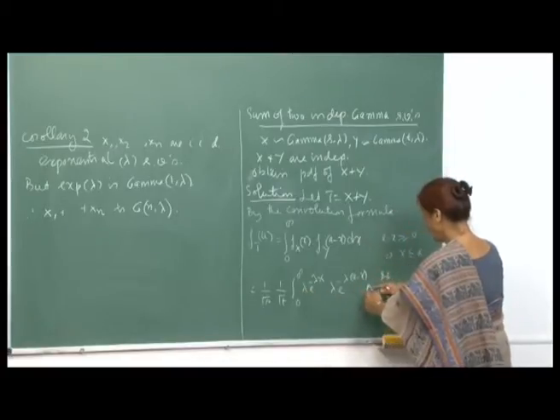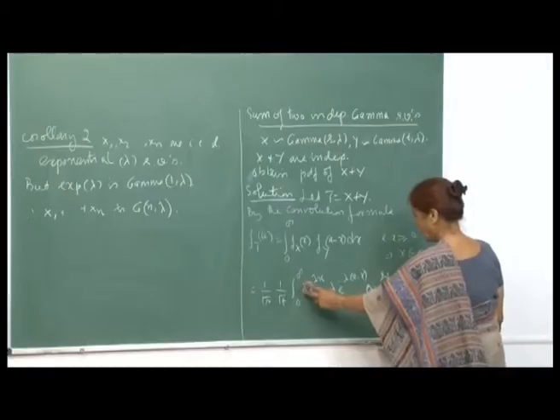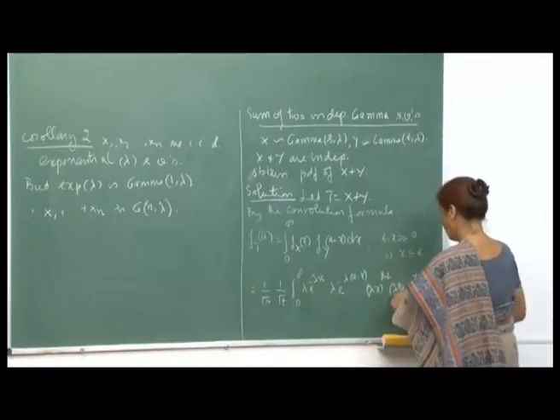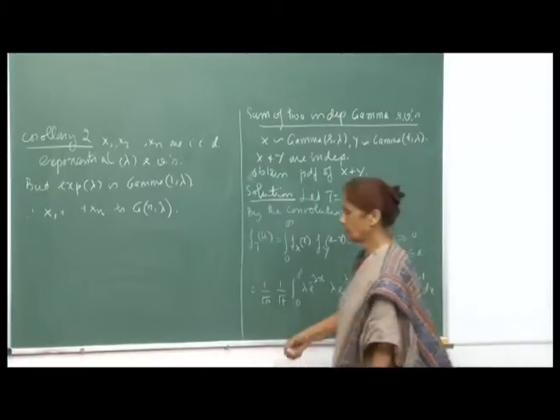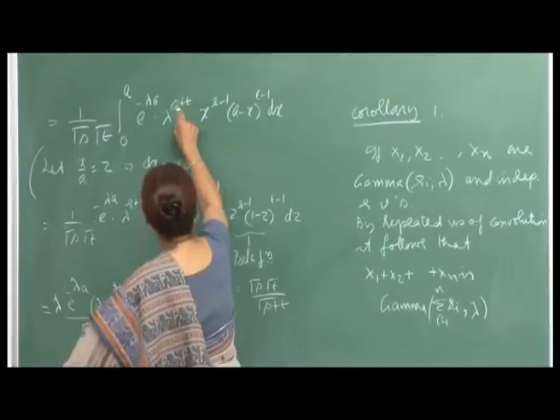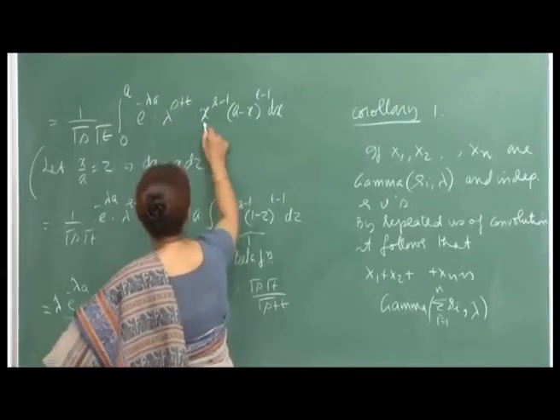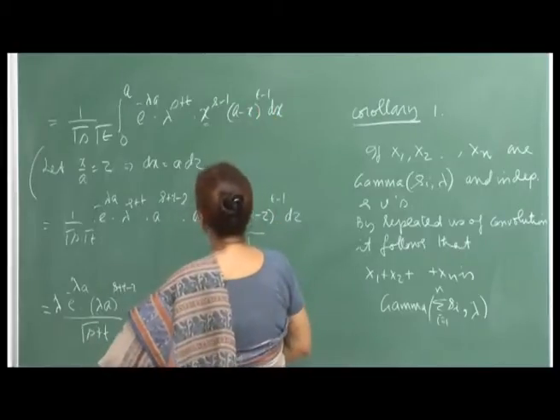So, the whole thing will be lambda raised to s plus t minus, because this is 2 and this is minus 2. So, you have lambda raised to s plus t, and that is what we have written here. So, this is lambda raised to s plus t e raised to minus lambda a, and then you are left with x raised to s minus 1 and a minus x raised to t minus 1 dx.